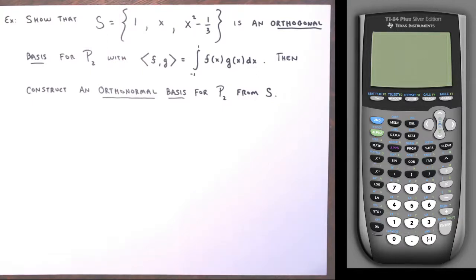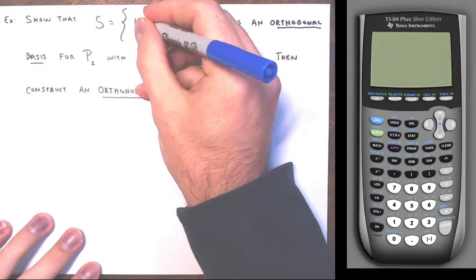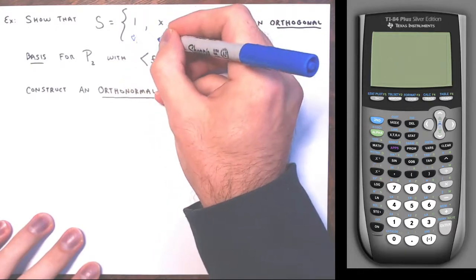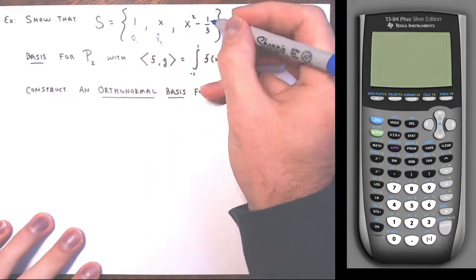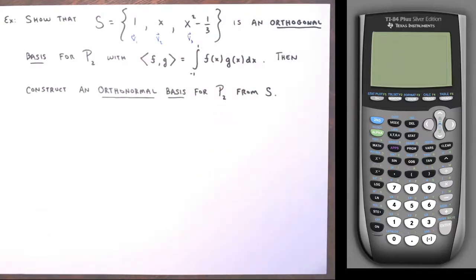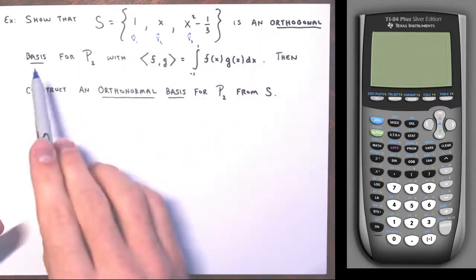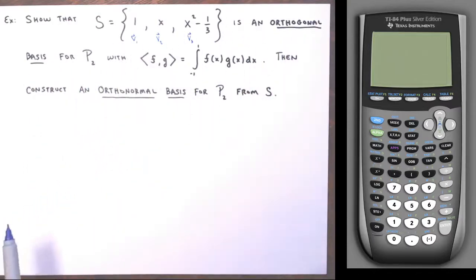Again, call these vectors V1, V2, and V3. So the polynomial 1, that's V1. Polynomial x is the second vector. Polynomial x squared minus a third is the third vector. And if I want to show that it's an orthogonal basis for P2, I'll first show that it's an orthogonal set, just like the last example.